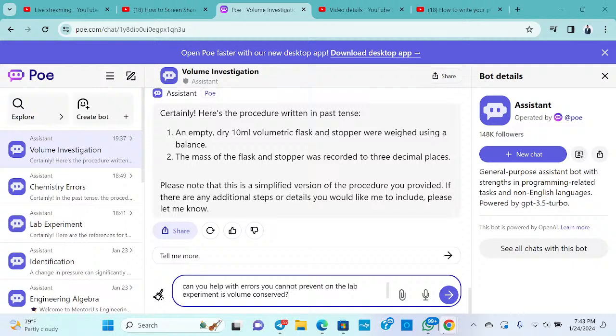You can tell ChatGPT, please tell me more. Then it will give you more precautions. Do you get it? Yes. So the next is conclusion. So that's the exact same thing.